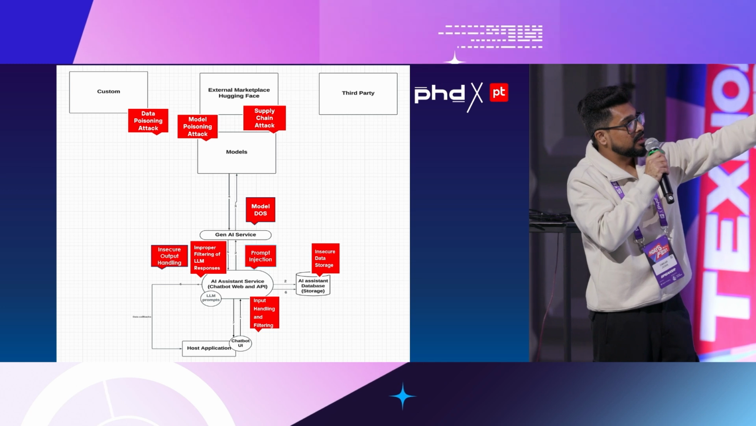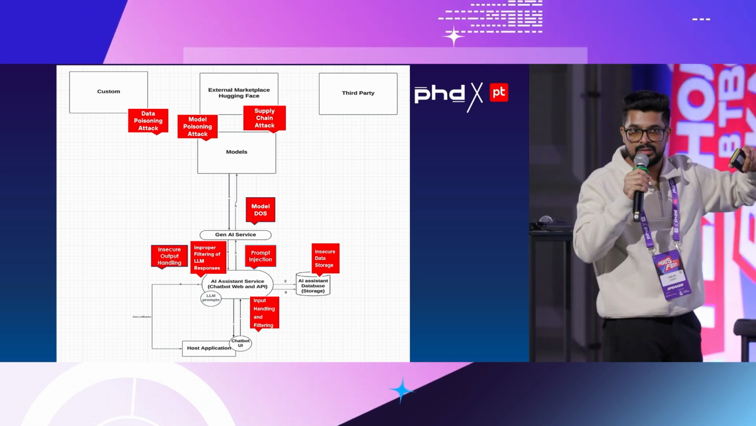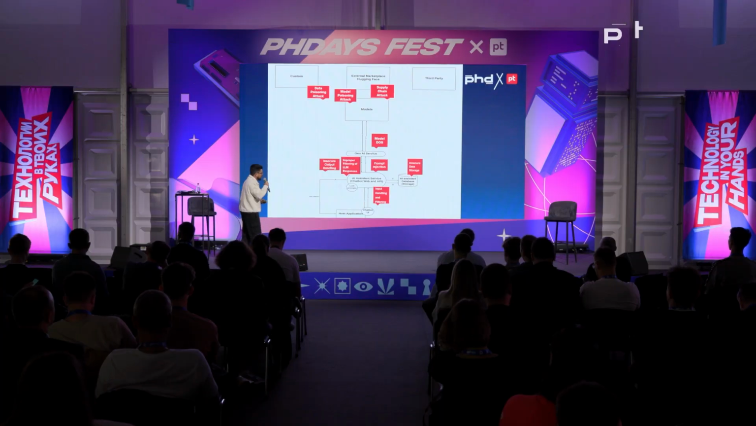Model DoS is over here, where the request goes to the models and they leverage the tokens. And these are the areas.